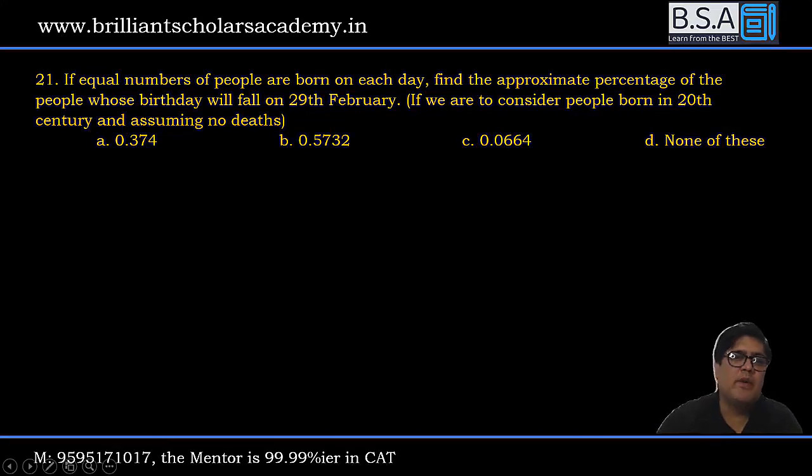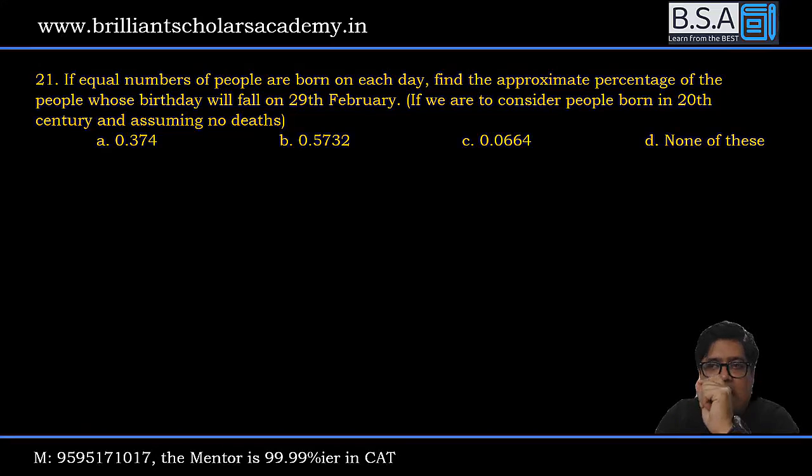If an equal number of people are born on each day, find the approximate percentage of people whose birthday will fall on 29th of February if we were to consider people born in the 20th century. Assume no deaths. Now we are in the 21st century, not in the 20th century. What was the 20th century?